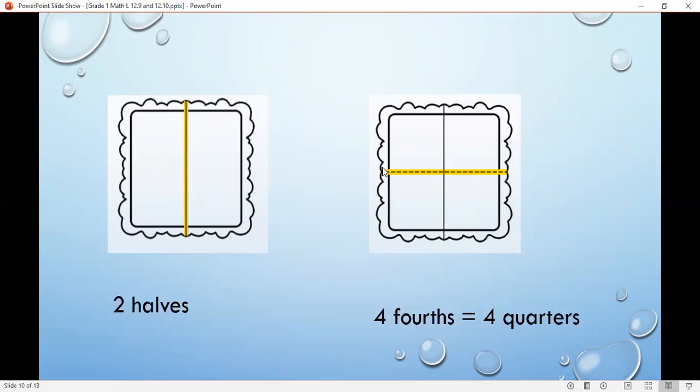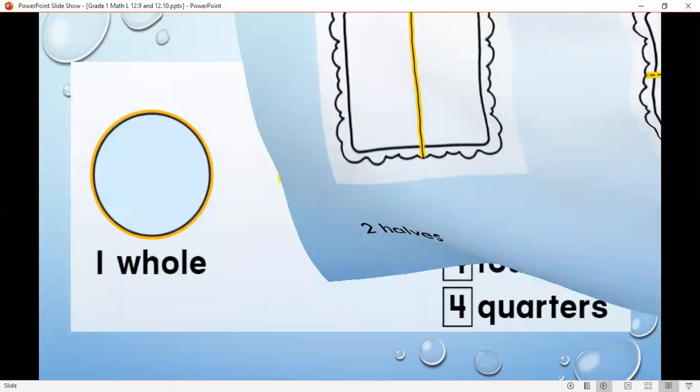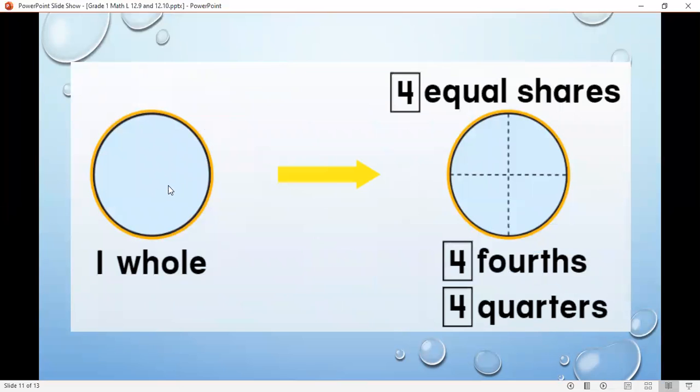So I have a question for you. Is a fourth smaller than a half? Yes, indeed, you are right. It's smaller than a half because it's a part of a half and a part of the whole. Now, let's see another shape if we split it in fourths. How is it?